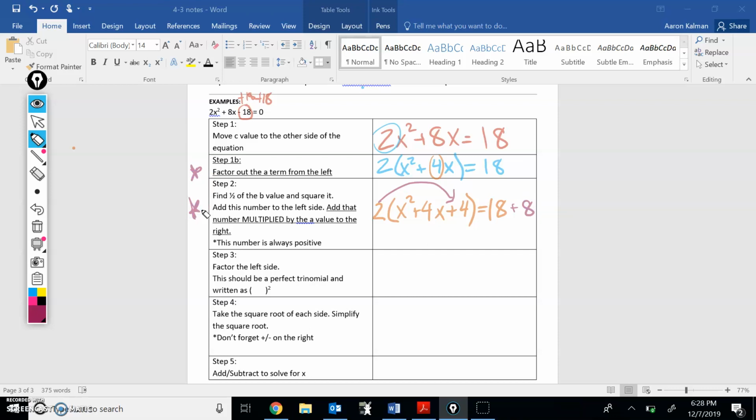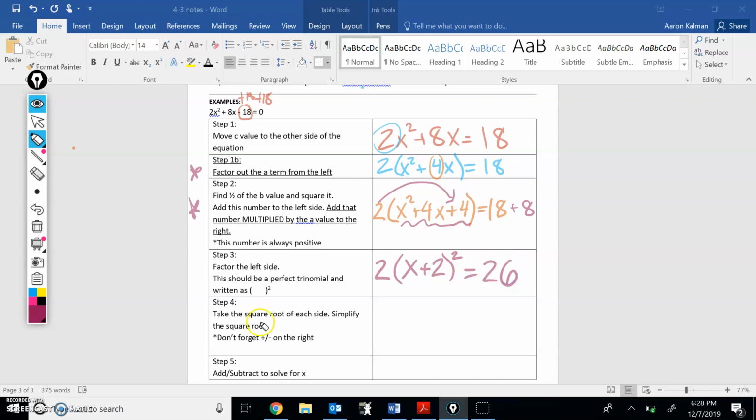Now, it's simply continuing to write this as a perfect trinomial. Keep the 2 in front. This piece right here is the perfect trinomial. That could be written as x plus 2 quantity squared, which is just like saying x plus 2 times x plus 2. The right side simplifies to be 26.